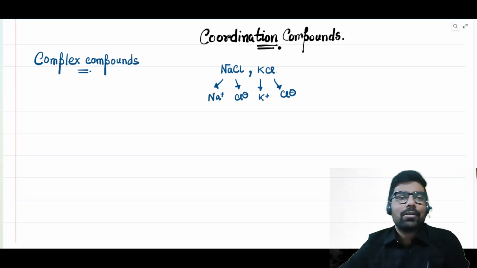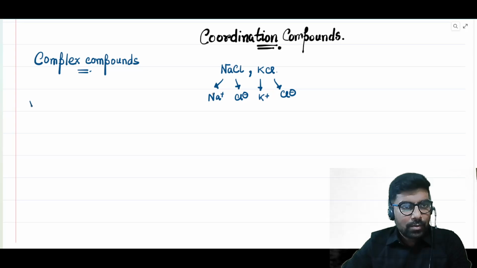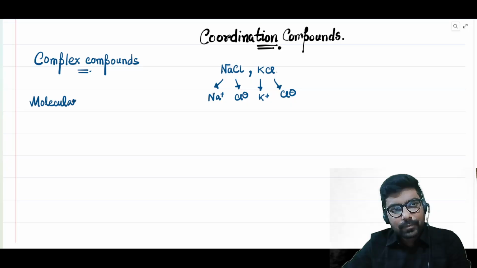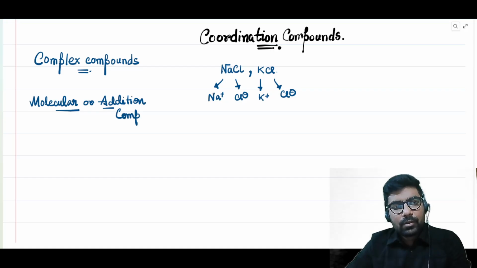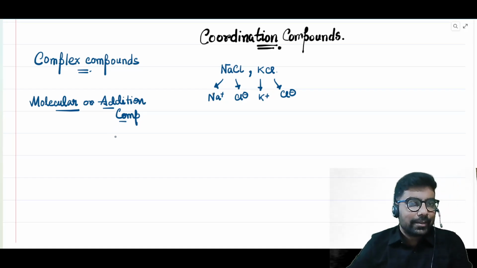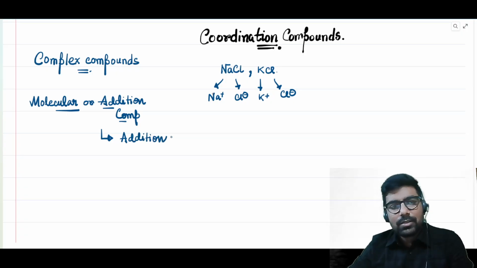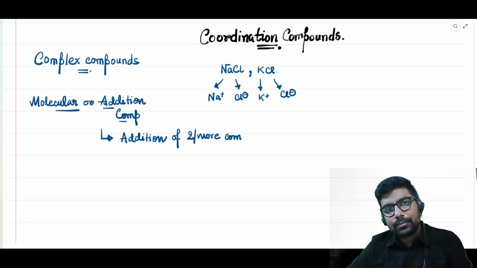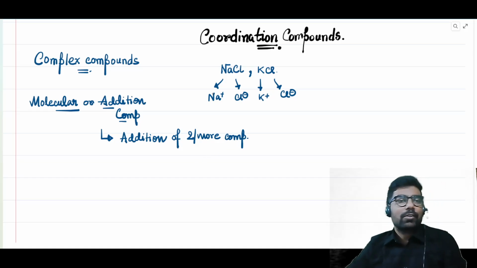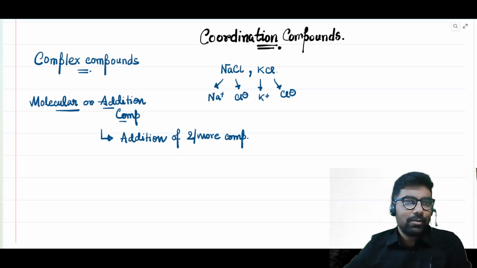But this is a part of a complex compound. We call it a molecular or addition compound. What we understand by this molecular or addition compound? Basically, these compounds are formed by addition of two or more compounds. So basically, what we just told, these are not simple compounds, but these are complex compounds. Complex compounds are basically called molecular or addition compounds, right? Because these are formed by addition of two or more compounds.